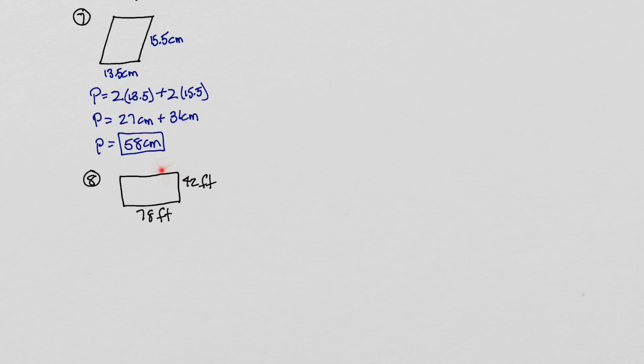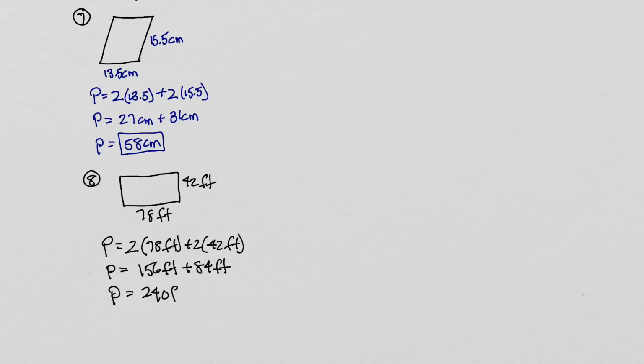Let's find the perimeter of this rectangle here. So we've got this side being 78 feet, and this side here being 42 feet, and we're going to have 2 of the 78s, 2 of the 42s. So we can write the perimeter as 2 times those 78 feet plus 2 of those 42 feet. So this will give us 2 times 78 is 156 feet, plus 2 times 42 is 84 feet. And then when we add those together, I get 240 feet for the perimeter of that rectangle.